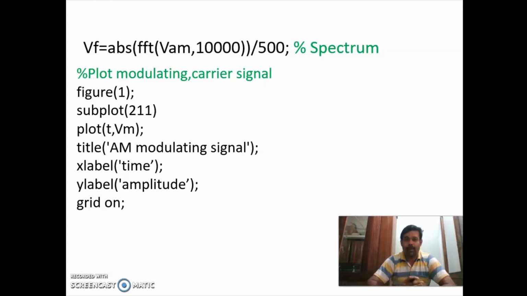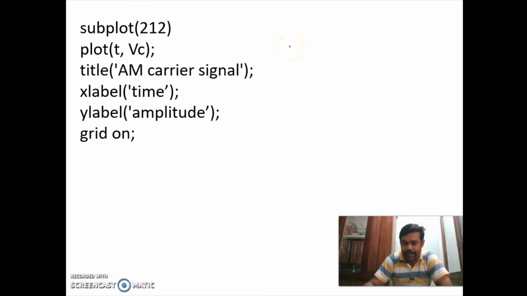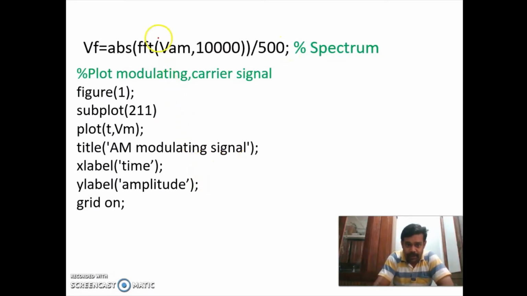Okay, so in order to find the spectrum, first you are going to take the FFT. If you take the FFT, you will be getting the frequency information. Now you are defining VF. In VF, you are taking the absolute value of the FFT of VAM. If you take the FFT of VAM, you will be getting the frequency information of the amplitude modulated signal.